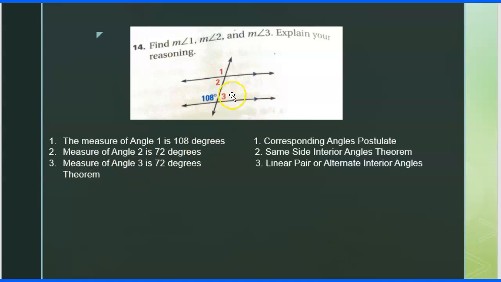Next, the measure of angle 3. That one's definitely linear pair. We know this is 108. This is 72. And so we could use either one, linear pair, or alternate interior angles. So you could use 2 and 3.